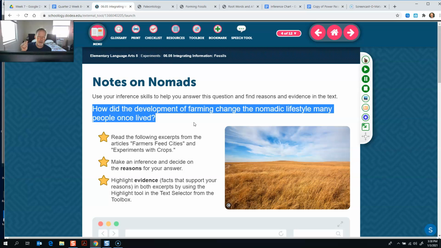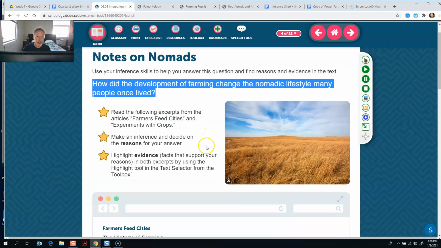Nomadic, if you remember from our social studies, if you're a nomad, you move from place to place. Think of on the plains right here, there were Indians that hunted buffalo, and they would have teepees, and then they'd follow the buffalo, and they'd pack up their whole village, and then they'd move with the buffalo. How did that change once people started to farm? So no more moving around. Now they're going to stay in place, I think.